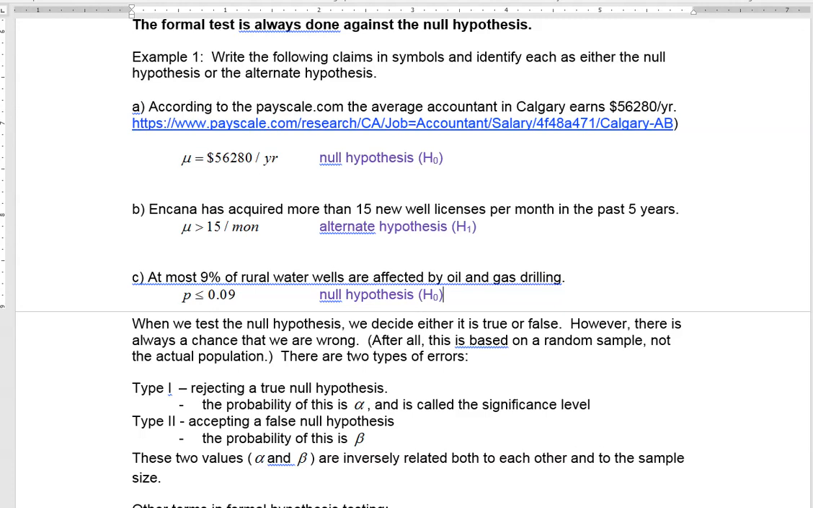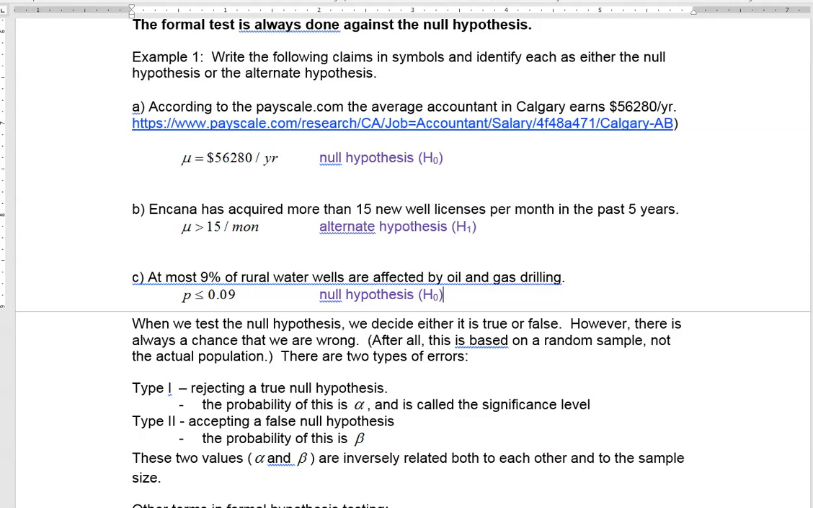So the type 1 error is rejecting a true null hypothesis. So this is, you've done your data collection, your sample ends up being lopsided, the hypothesis was true, but for some reason your sample made it look like it was false. That probability is alpha, and it's called the significance level. This is the same alpha we were using in the confidence intervals. So it's going to be the tails when we draw our diagrams. But it might only be one tail. We'll get to that in a moment.